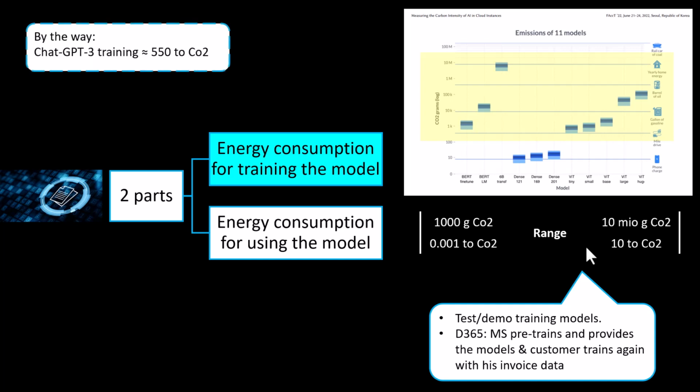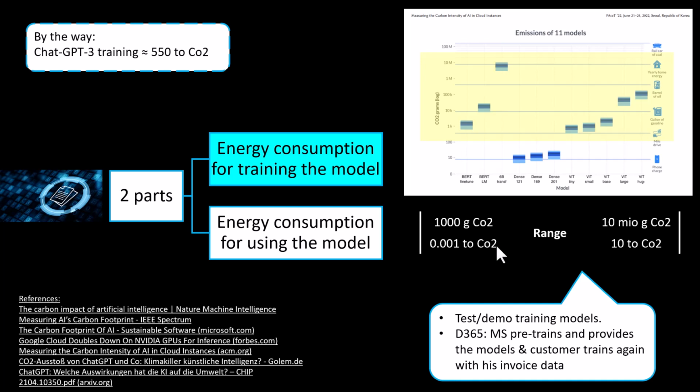And just as a comparison, so that you get an idea, what is this range meaning? If you know ChatGPT-3, training this large model took around 550 tons of CO2 emissions. And here are some of the references that I use for that.